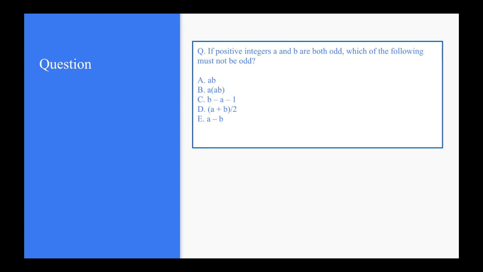In this question, there are two integers a and b, both are odd numbers, and you have to find in the options which have been given to you the result of a number which must not be an odd number. Now, I would be giving you approximately 1 to 1.5 minutes to solve this question. This is approximately a 650 to 680 level question. So I hope you come up with an answer, and let's discuss this question after 1.5 minutes.